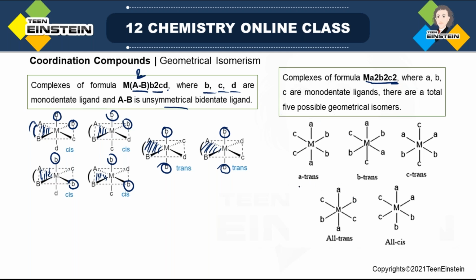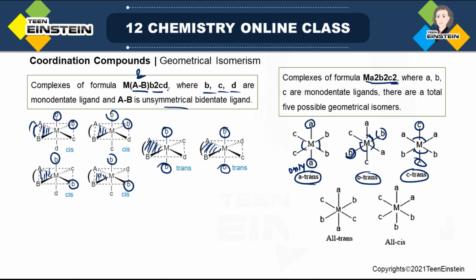When we are saying A trans, it means A is trans to the other A. So obviously C and B you have to keep cis. So only A trans. Similarly, only B trans, and only C trans. But then the A's are at 90 degrees, the B's at 90 degrees, and the C's at 90 degrees.